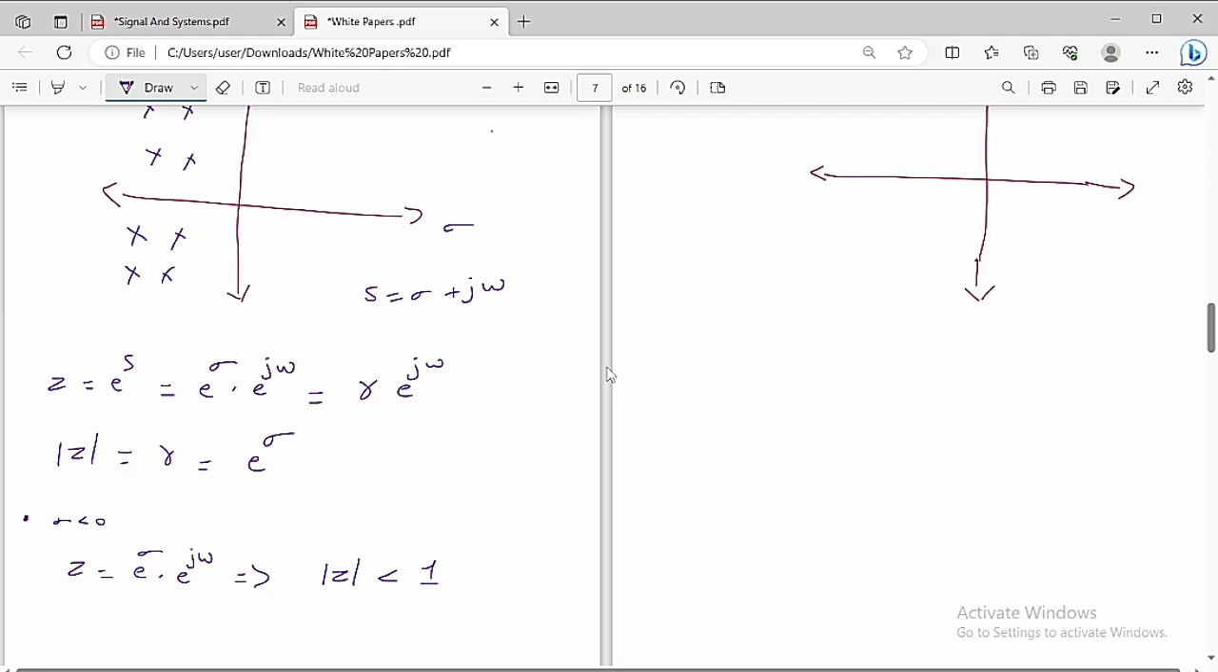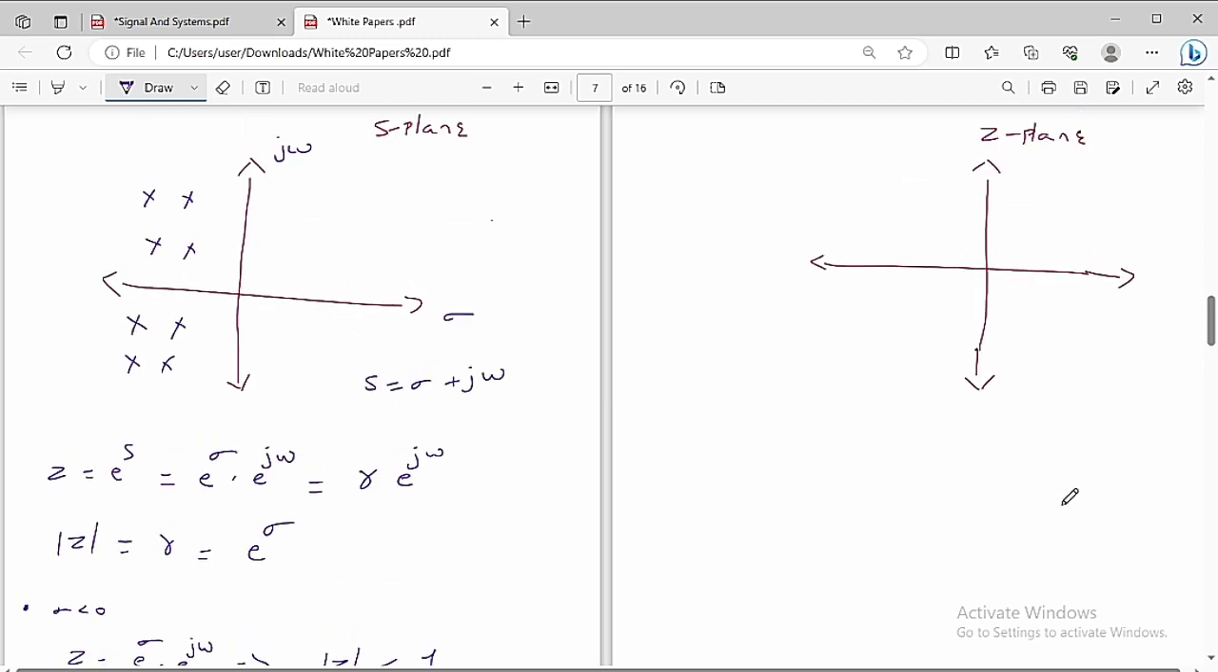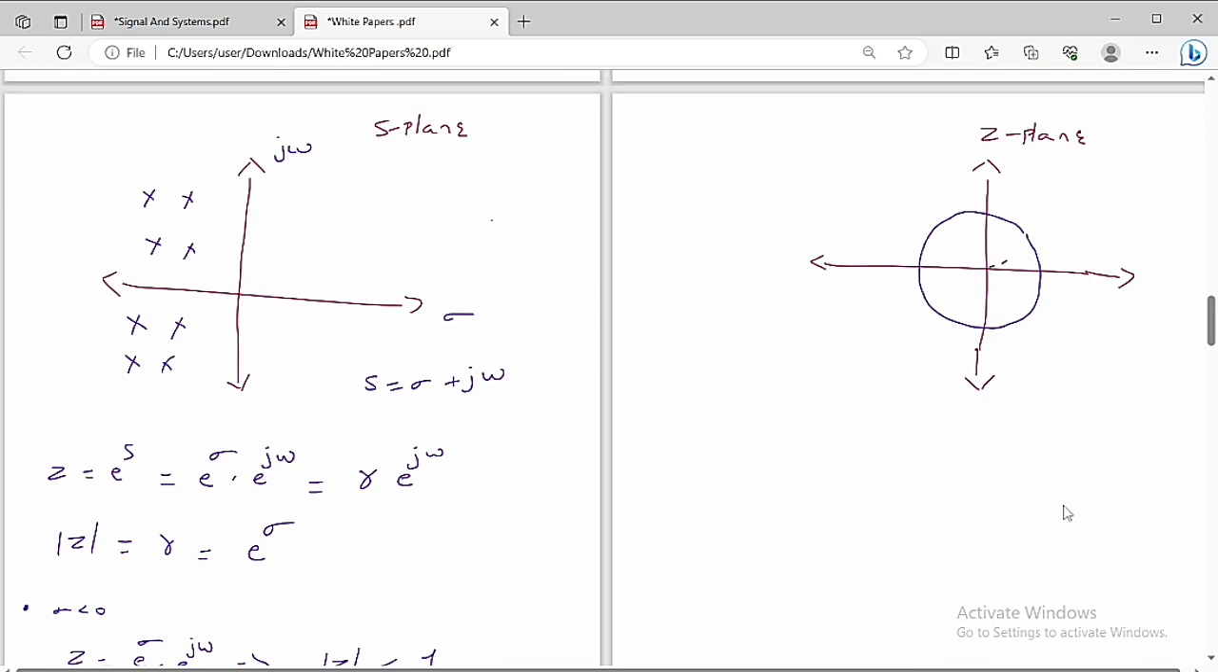If you write in polar format, R is equal to e to the power of sigma at an angle of omega. Omega can be anything. So all these points are going to lie inside the unit circle. Let us take this as the unit circle. What is the first case? All the left half of the S plane purely lies inside the unit circle. All these points map inside the unit circle.